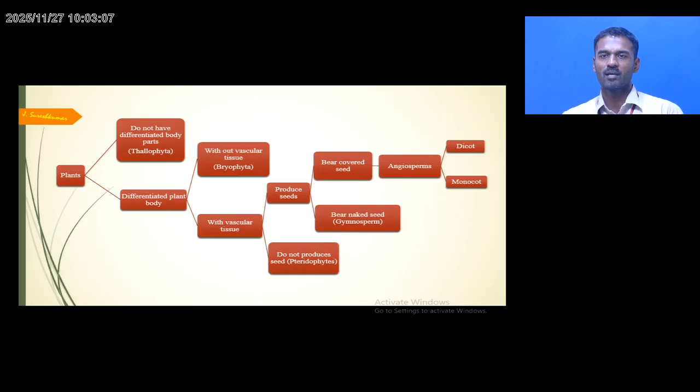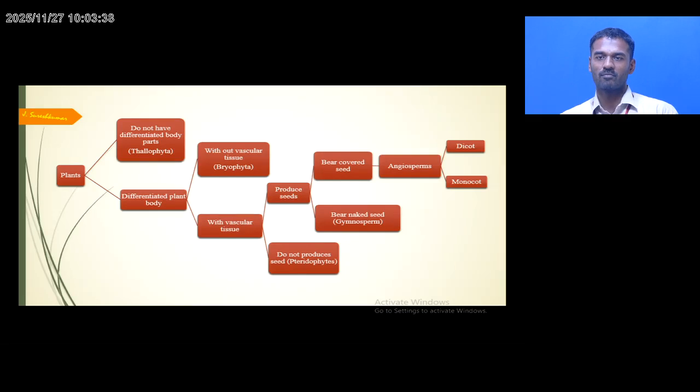First of all, we classify plants based on the differentiation of the plant body into two kinds: thallophytes and another kind. Those that are not separated into root, stem and leaf are called thallophytes. The others are differentiated into stem, roots and leaves, and are further divided into bryophytes and tissue-bearing plants.